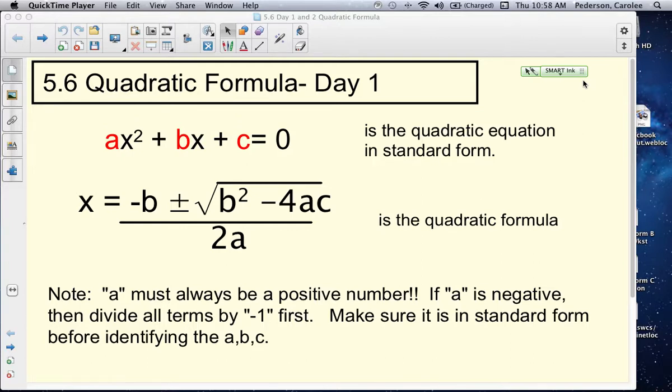Then at the bottom it says a must be a positive number. It just makes it easier if you have a positive a when you're working with the quadratic formula. You don't have to divide by -1. It just makes it a little easier so you don't have to work with a negative in the denominator. And then make sure that you always are in standard form.